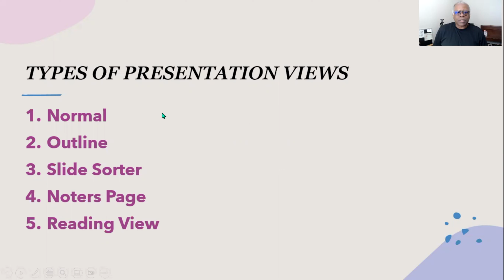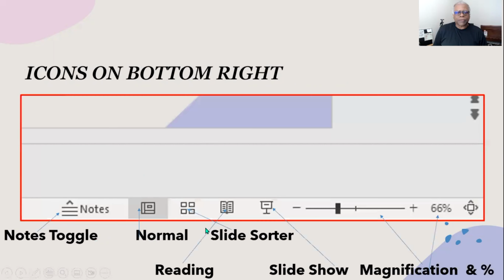Okay, here are the 5 presentation views, and we'll get to those in just a minute. In edit view, normal, outline, slide sorter, and you can see the other 3. There's also icons on the bottom right side of the edit view. And here's what those icons do for you. You can see them. You can toggle your notes on and off, normal view, slide sorter view, reading view, and then slideshow view. This is a magnification bar, and this shows you the percentage of your magnification.